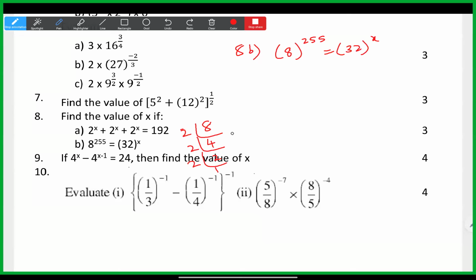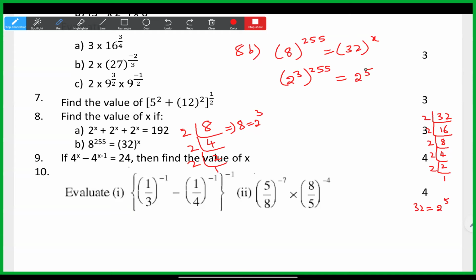So how much? Sir, 2 power 3. So this is 2 power 3 whole power 255 as it is. Yes, sir. Now 32 prime factorization. 32 to 16 to 8 to 4 to 2. 32 is equal to 2 power 5.